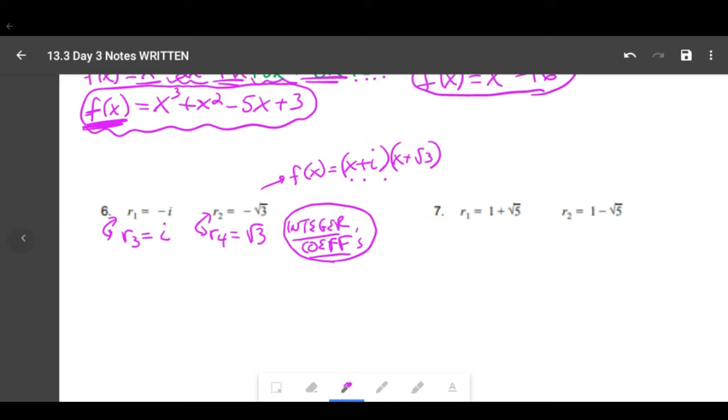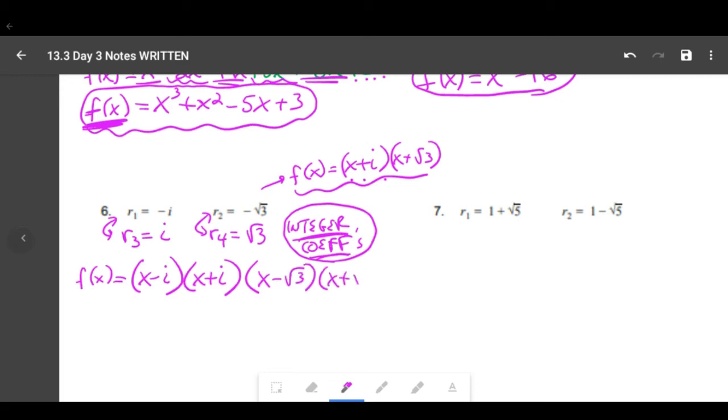So if I write this out, I'm going to say f of x. Again, this is if it says integer coefficients. If it doesn't, you can do it like this and then multiply it out, but I have a feeling they're missing the directions as integer coefficients. So let's do it this way for number 6 here. So f of x equals, well, I'm going to set it up. I'm going to have x minus i, x plus i. I'm going to take my square roots. It's the only way to get integer coefficients, if I have the negative radical and the positive radical. So I'm going to say x minus root 3 and x plus root 3.